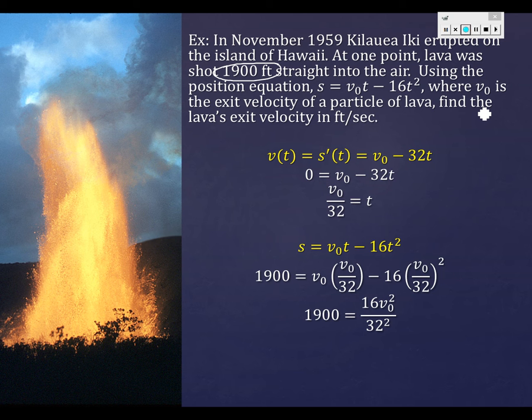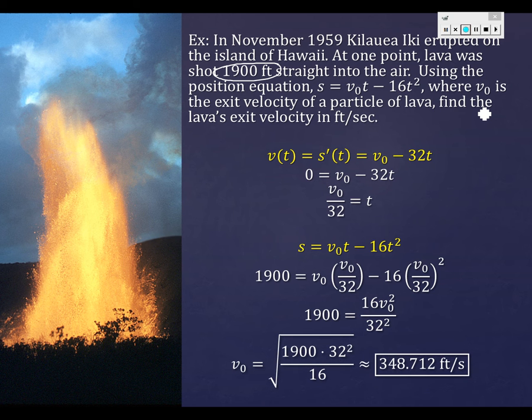Do the work. That's a 32 squared in the denominator. Multiply by some stuff, divide by some stuff, take a square root, use a calculator. Okay. So, you all right? Yeah. So that's fast, 348.7 feet per second.